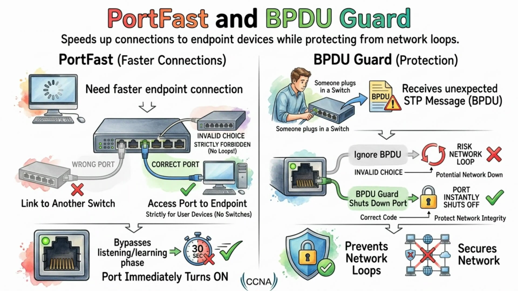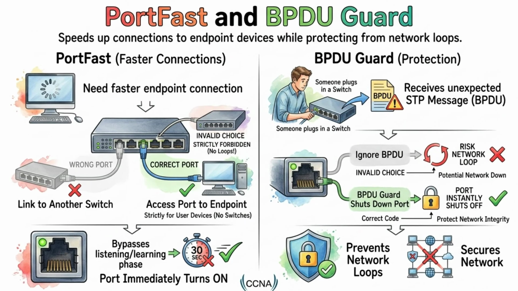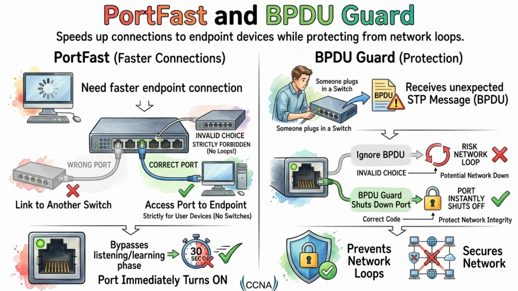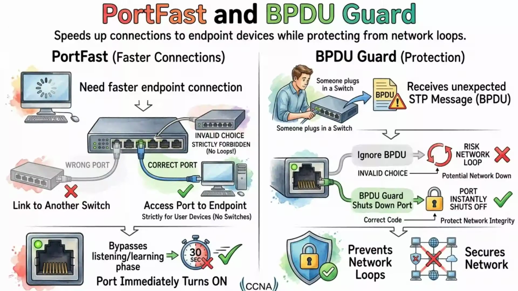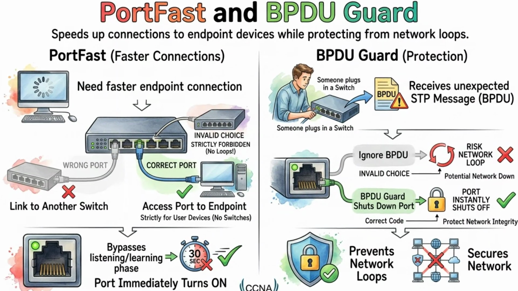If a Port Fast port unexpectedly receives a spanning tree protocol message, BPDU Guard instantly shuts the port completely off to protect the network. Always remember the exam tip that Port Fast must strictly be used on edge ports connected to end-user devices, never on links between switches.